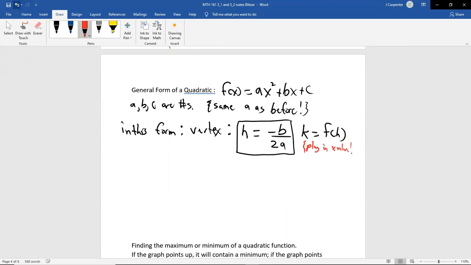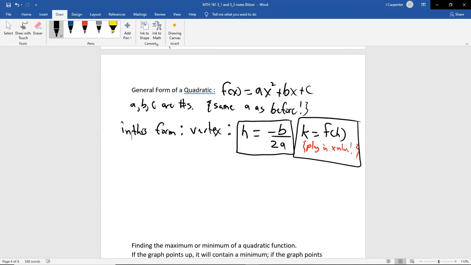That's all it says. To find the y value, plug in the x value. That's literally nothing new. So that's how we find our vertex. Still h comma k. Use a teeny little simple formula to find the h, and then you plug it in to find the k.